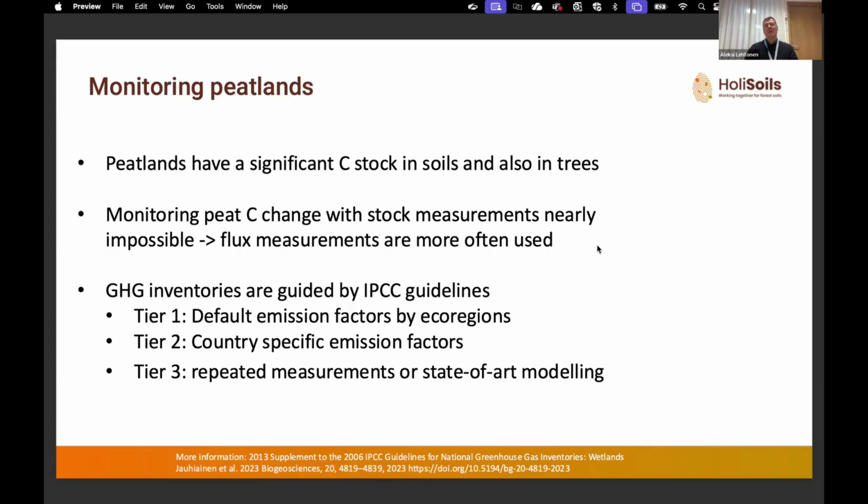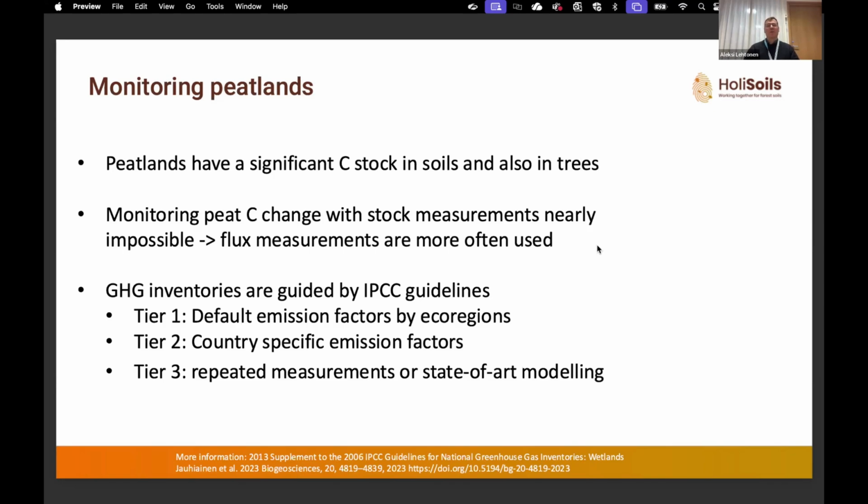So monitoring peat's carbon change with stock measurements is nearly impossible. Therefore, flux measurements are more often used. This means that we may have a peat layer whose depth is several meters or even more, and then taking cores out of that and comparing the development over time with the material that fluctuates according to the water quantity and other factors, it's very difficult to really make comparisons based on stock measurements. And for the flux measurements, we do have other challenges that I come to shortly.